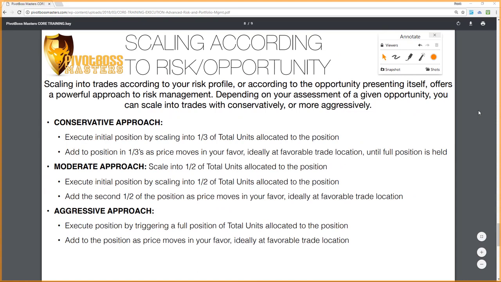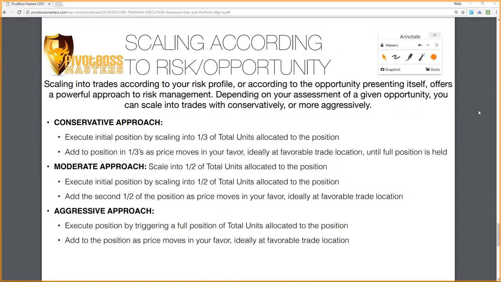So the next slide is scaling according to risk and opportunity. So scaling into trades according to your risk profile or according to the opportunity presenting itself offers a powerful approach to risk management. Depending on your assessment of a given opportunity, you can scale into trades conservatively or more aggressively. And so the idea here is, remember, here's our risk profile. Are you conservative? Are you moderate? Or are you aggressive?